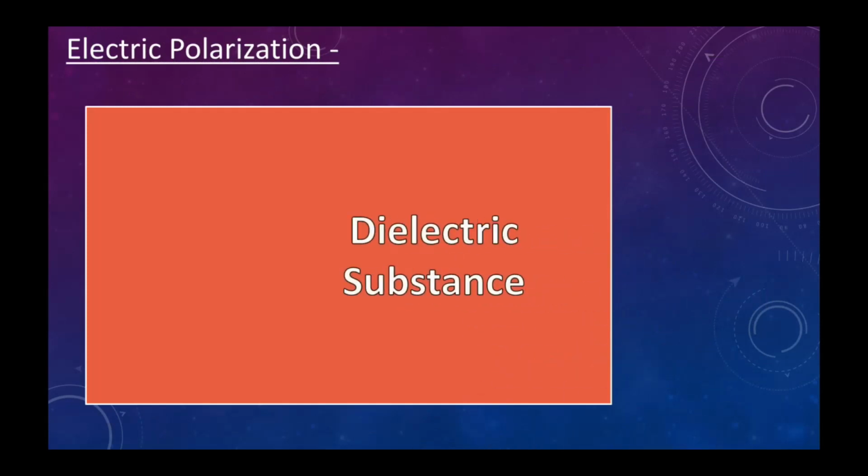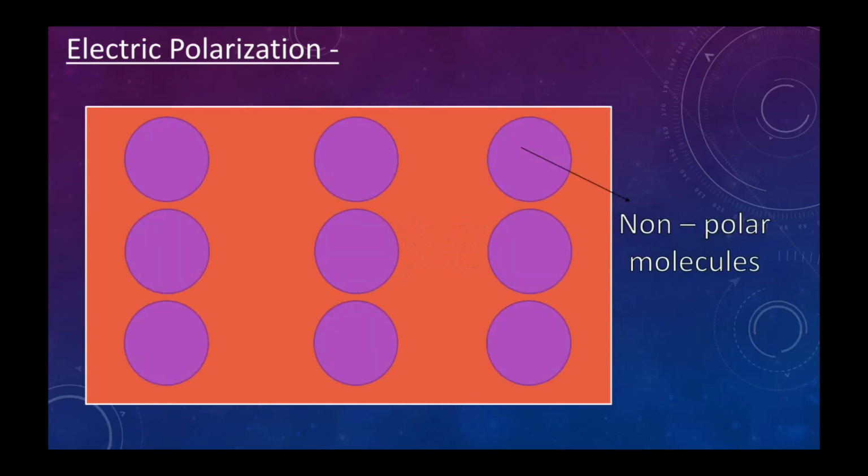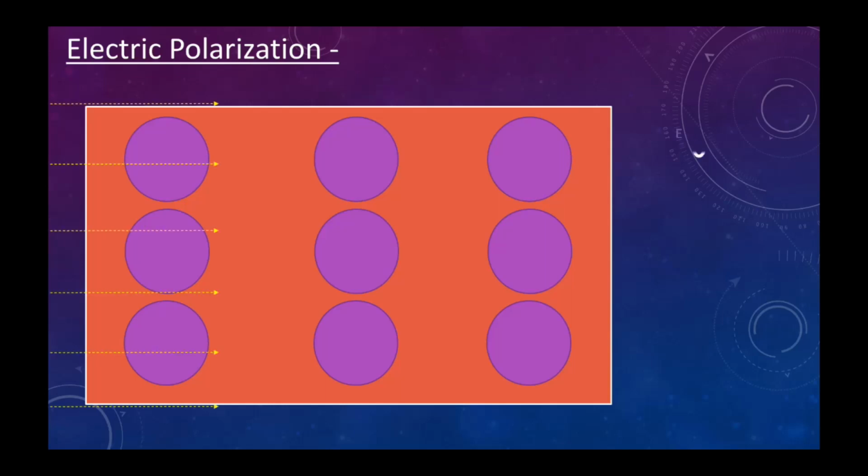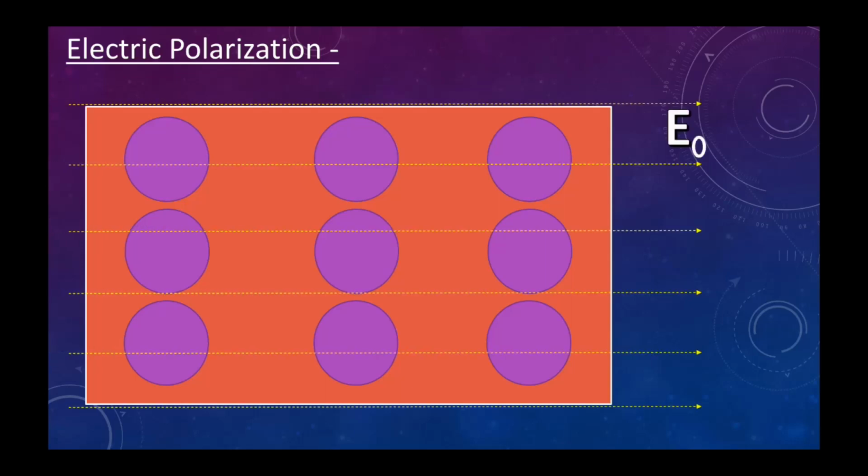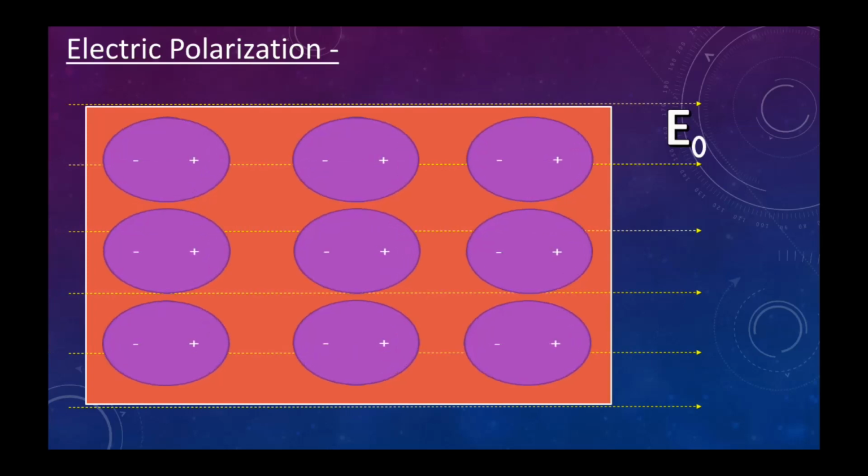Let us consider a dielectric substance made of non-polar molecules. Non-polar means there are charges but no net charge or no net dipole moment. So I have just represented them by simple spheres. Now in the presence of an electric field, as we have seen previously, a dipole moment is induced because of the elongation of these negative and positive charges. So there exists a dipole moment.